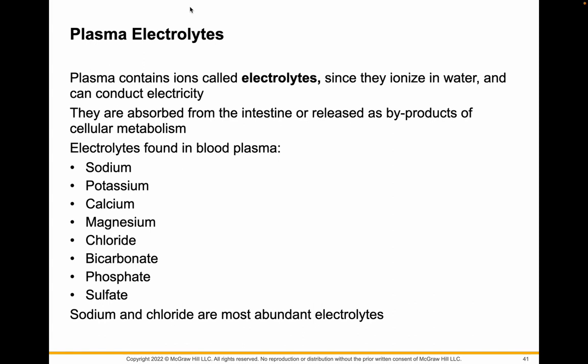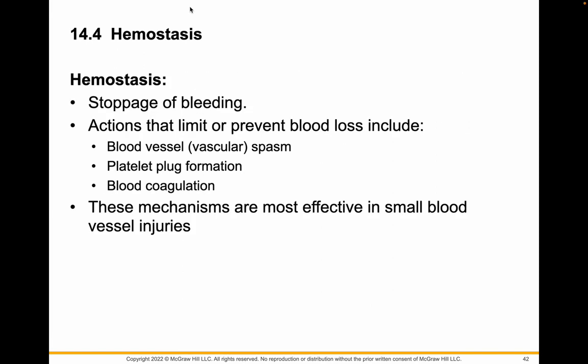Bicarbonate, we'll actually speak to those in a second. And then phosphates and sulfates. All of those are going to be ions in the blood.